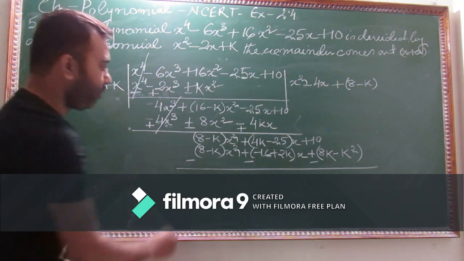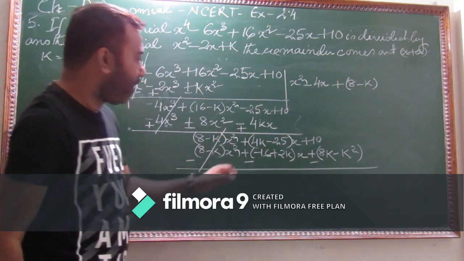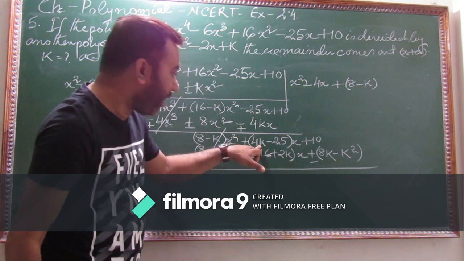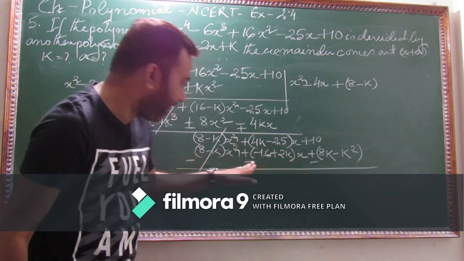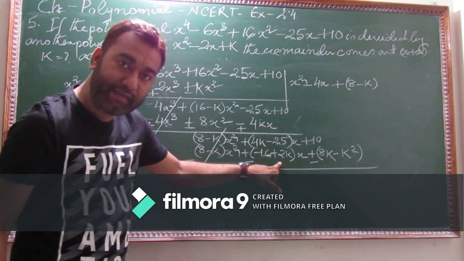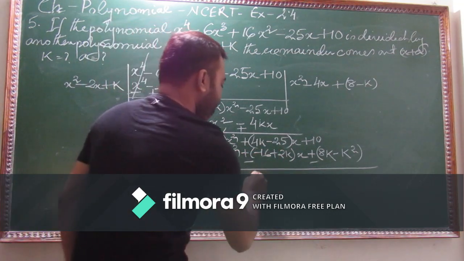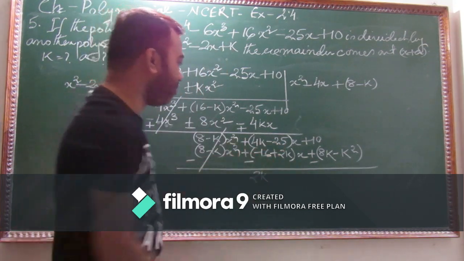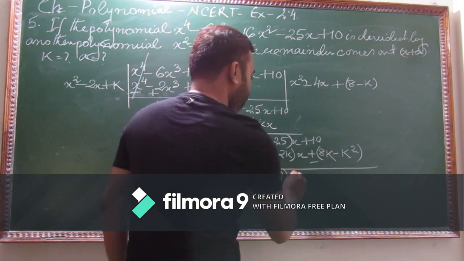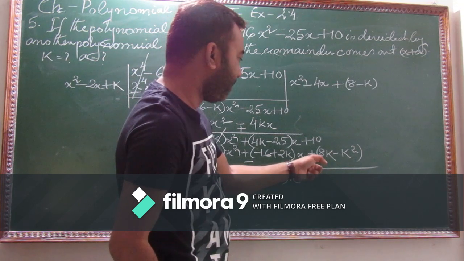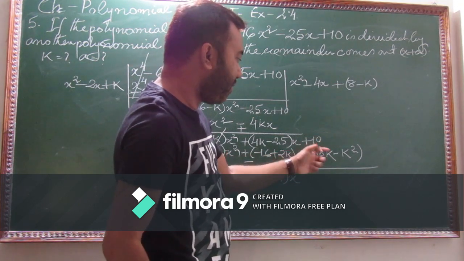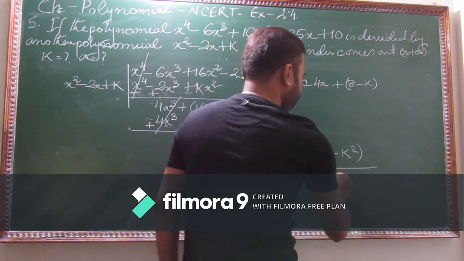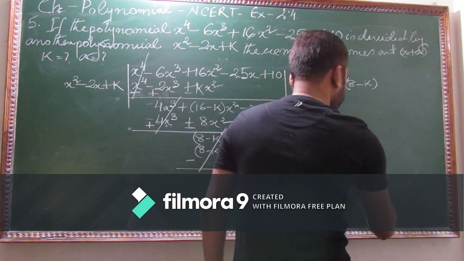Done. Now what I have to do? I have to eliminate this. It is cancelled. Now minus into minus plus, and plus minus minus. So 4k, and this is minus twice k because I have to open this bracket. So 4k minus twice k is equal to twice k. After that, minus 25 plus 16 is equal to minus 9, minus 9 into x. After that, this is all constant term because there is no x. So it would be taken together 10 minus 8k plus k square.